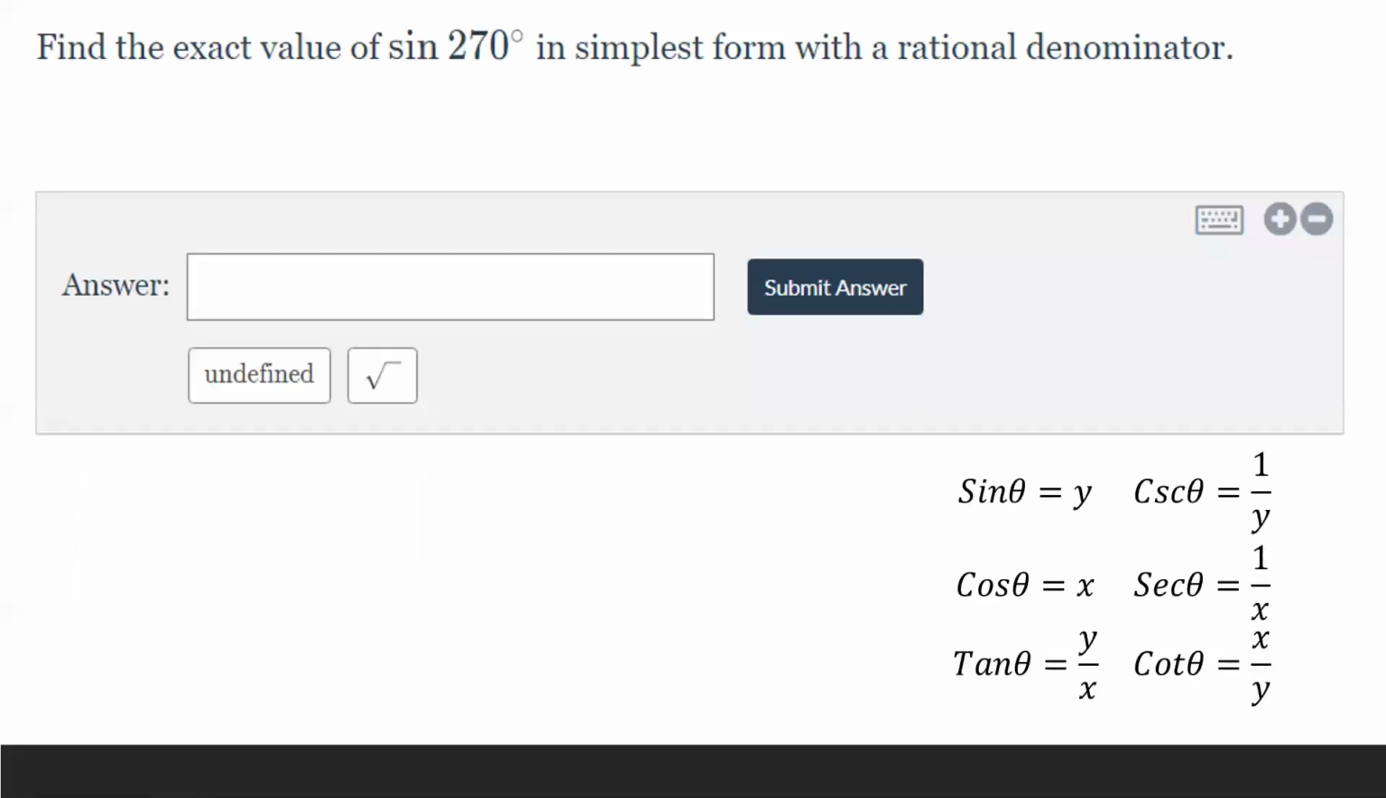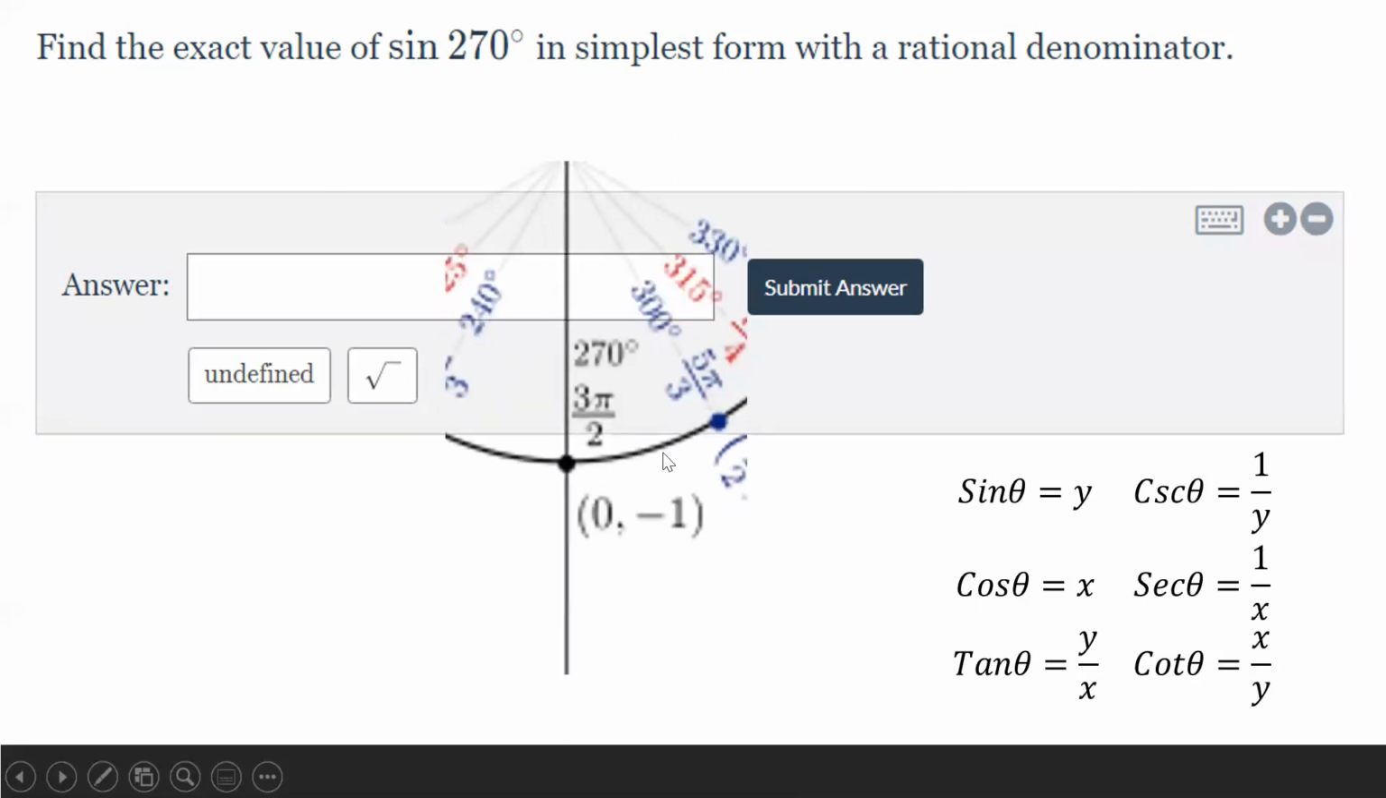Okay, so here we go. Find the exact value in simplest form with a rational denominator of sine of 270 degrees. So you take out your unit circle, find 270 degrees, and then you know that the sine is the y value. So what is the y value at that coordinate point? -1. So sine of 270 is -1. And it's as simple as that, folks. Find where you are in your unit circle, write down what trig ratio you're working with, and that's it.